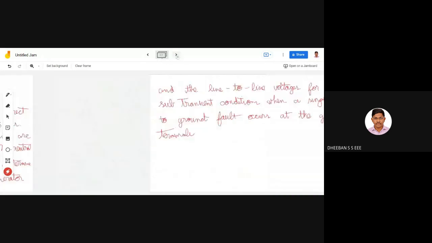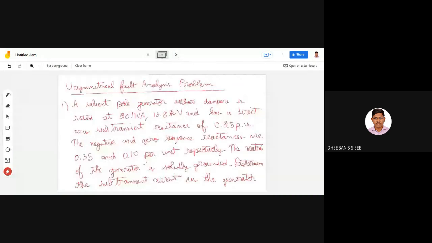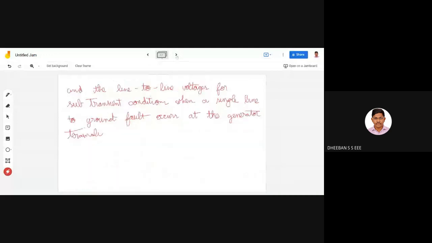You have to be very clear about the side where they are asking you to find your fault current, whether at the generator or at the load side. Based upon that only, you have to see through the equations. After that, they have asked to find your line to line voltages. What will be the line to line voltage during the fault condition?